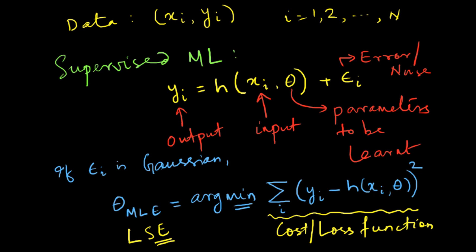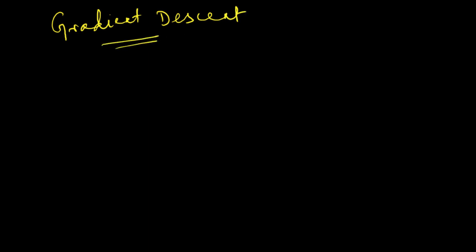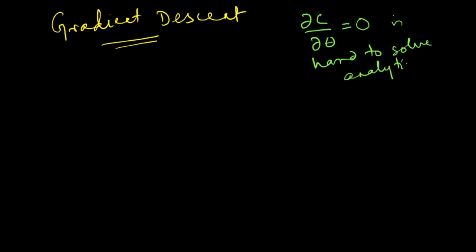And so, to handle this problem, there is this famous algorithm called gradient descent, which is actually used in practice. And why is that so? As I just mentioned, the derivative of the cost function with respect to theta, that is, dou c by dou theta equal to 0, is hard to solve analytically.